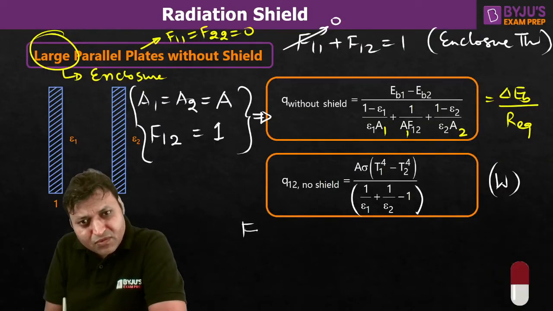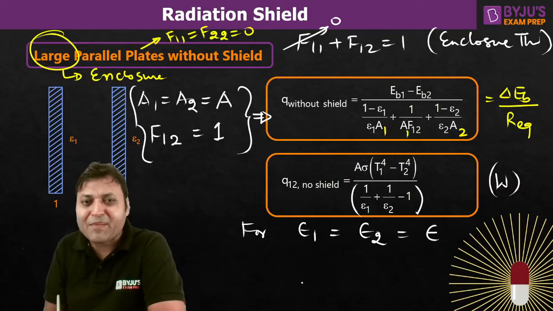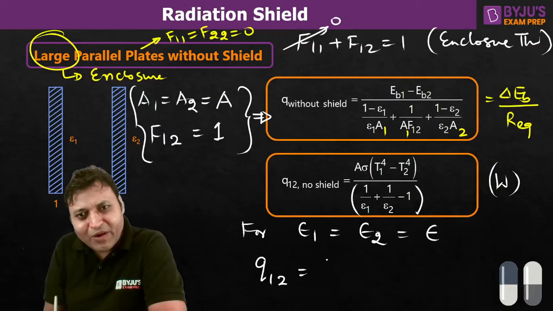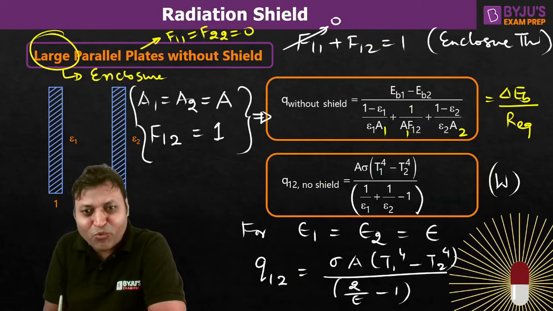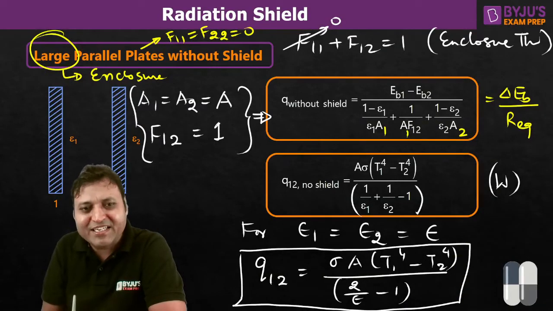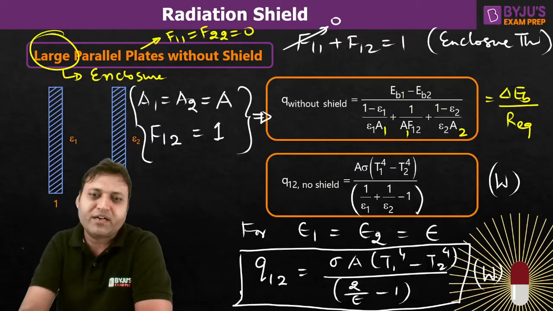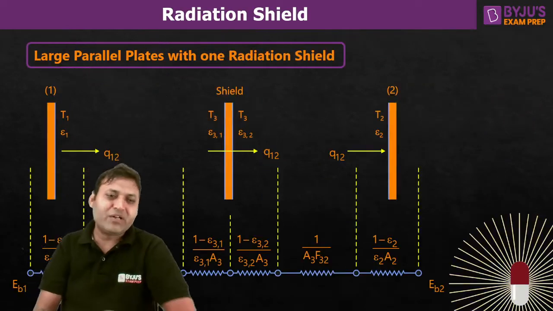Now, for epsilon 1 equal to epsilon 2, equal to the same epsilon, we can say Q1 to 2 will be equal to sigma into A into T1 to the power 4 minus T2 to the power 4, divided by 2 by epsilon minus 1. If both the surfaces have the same emissivity, then the radiation exchange between the surfaces will be given by this expression. Unit is. Alright. Now, if we introduce one shield, try to understand.